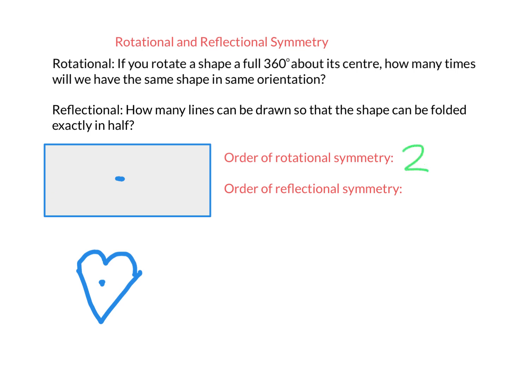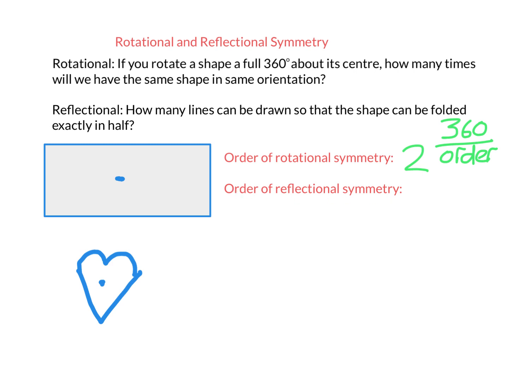If you rotate this a full 360 degrees, if you watch it go a full way around, what will end up happening is there will be 2 times when it is the exact same as you see it now. Once when you've rotated it 180 degrees, once when you've rotated it a full 360 degrees. So there is a link between the angle you need to rotate it and the order of rotational symmetry. If you divide 360 by the order of rotational symmetry, you will get the number of degrees you need to move it. So 360 divided by 2 is 180. So this has order of rotational symmetry 2.